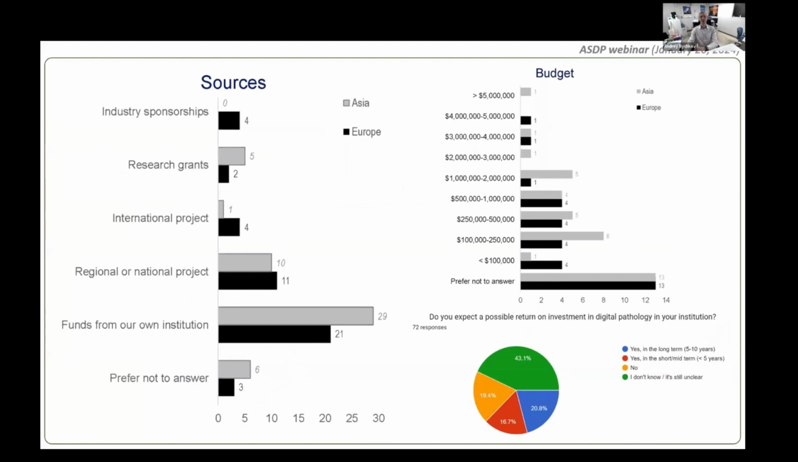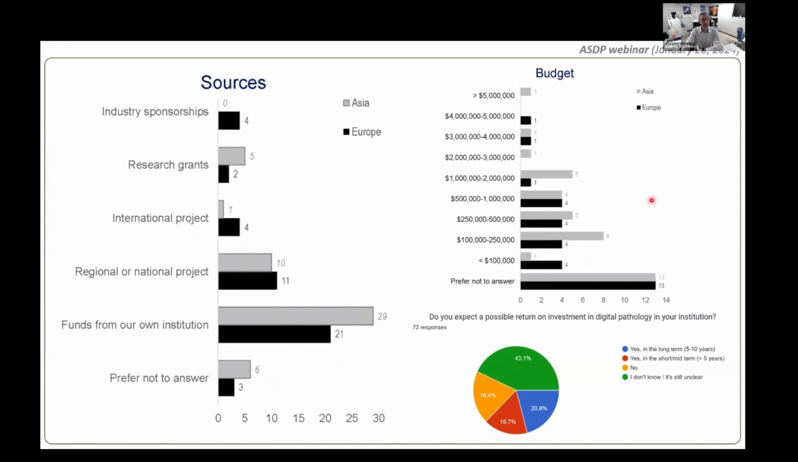Next, we address the budget. I believe all of you are interested in how people were dealing with that. So how was your digital pathology project financed? Once again, these are pooled data from over 70 digitized pathology laboratories, so it is really a kind of unique experience. Mainly it was done through funds from their own institution, followed by regional or national projects, and rarely through research grants, international projects, which are more common in Europe, or industry sponsorship.